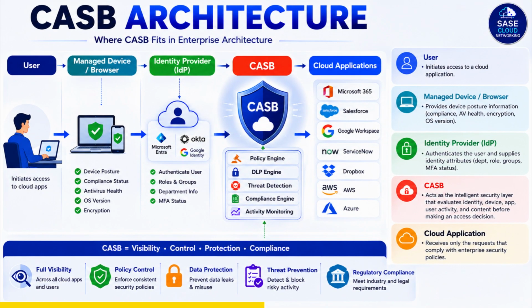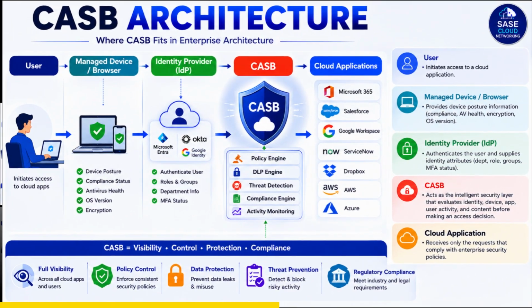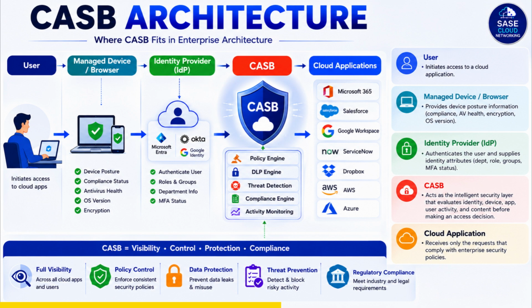CASB Architecture. Now let's visualize where CASB fits into the enterprise architecture. Imagine the following flow. User. Managed device/browser. Identity provider, IDP. CASB. Policy engine, DLP engine. Threat detection, compliance engine. Activity monitoring. Cloud applications. Microsoft 365. Salesforce. Google Workspace. ServiceNow. Dropbox. AWS. Azure. Let's understand the role of each component.